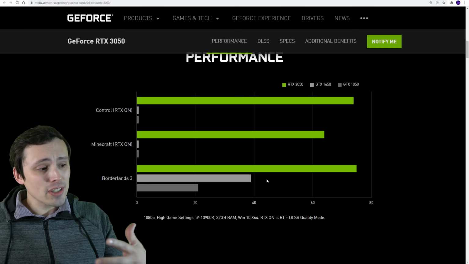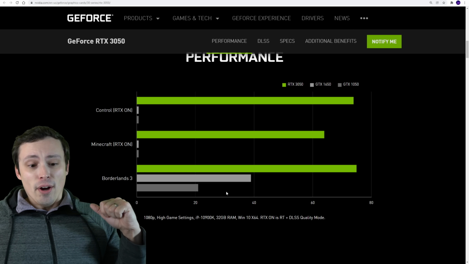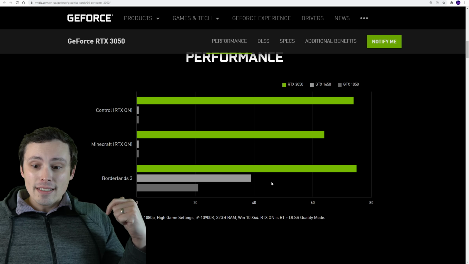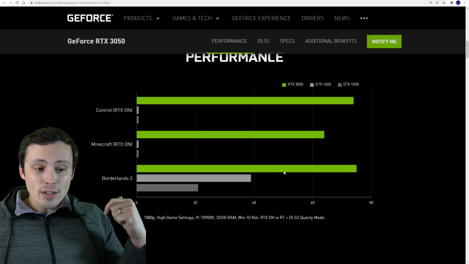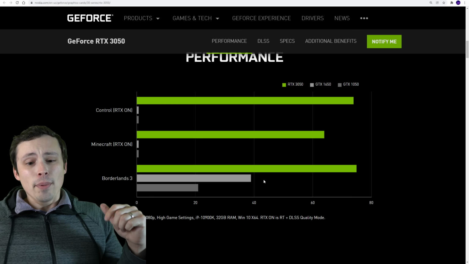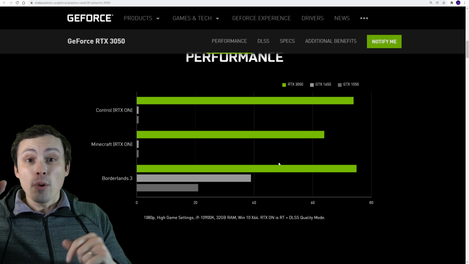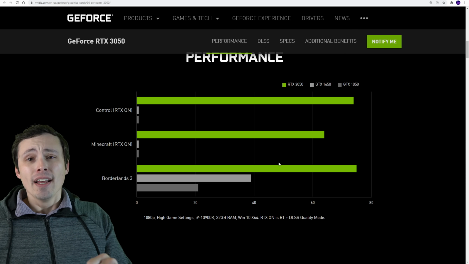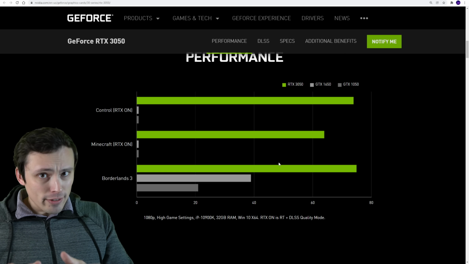So hey, I think we can actually get some sort of information out of this Borderlands 3 chart. Now, what do we actually learn from this one? Okay, well, it does look like against a 1650, it does appear to be almost, but not quite, doubling the performance in whatever scene this happens to be. But here's the thing, if they're putting one game only on here, do you really think they didn't cherry-pick this?